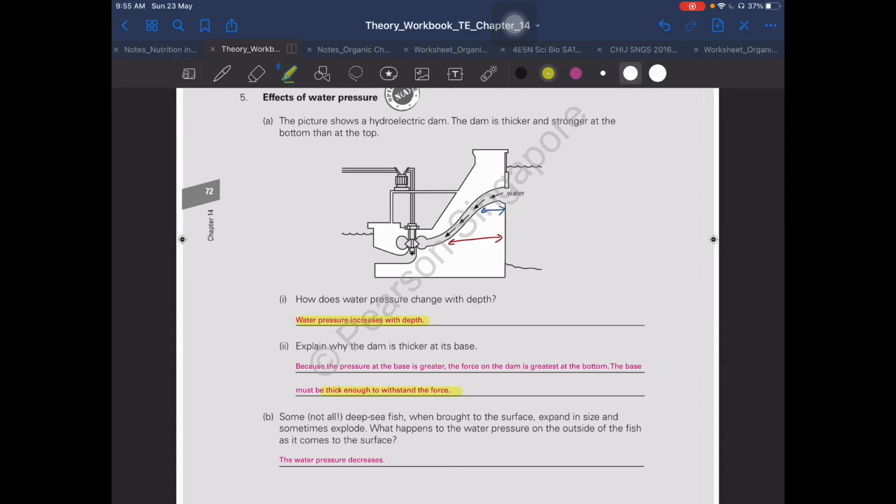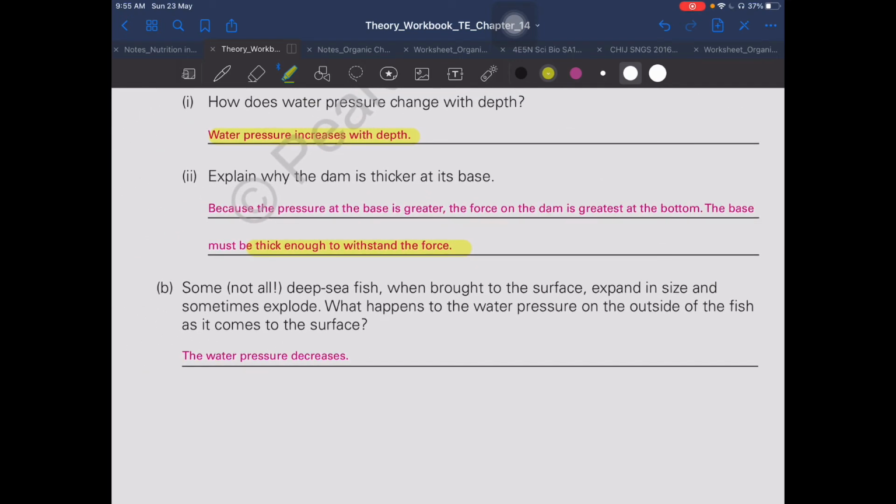Okay, and for the last question, 5B, I thought it would be interesting to talk about this concept of explosion. Now, explosion means from inside it must move outside, so it's like exiting out, right? So if you think about it for a second, imagine there's a fish over here. For the fish to explode, there must be an outward exerting force. And if you read this question carefully, it tells you that when brought to the surface, it actually expands in size, right? So expansion in size tells us that the internal part should want to become bigger.